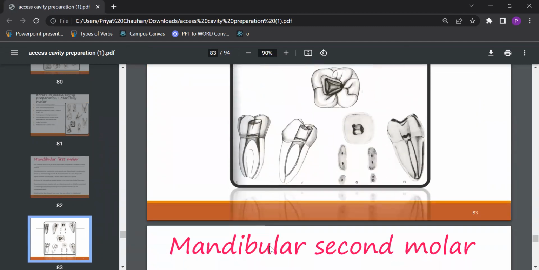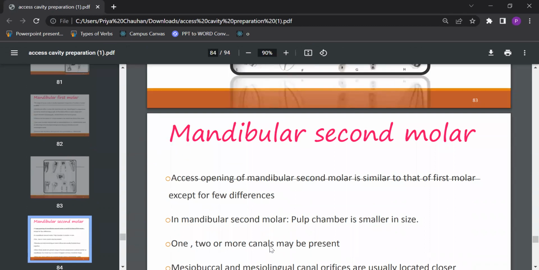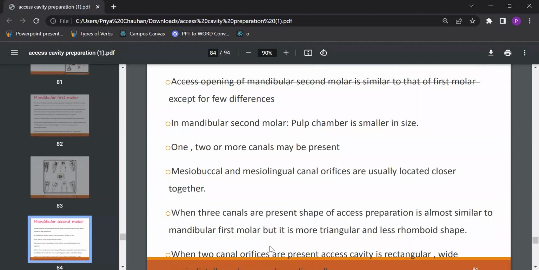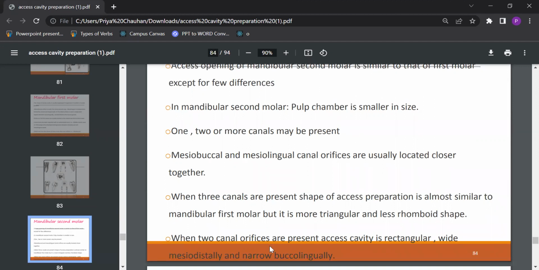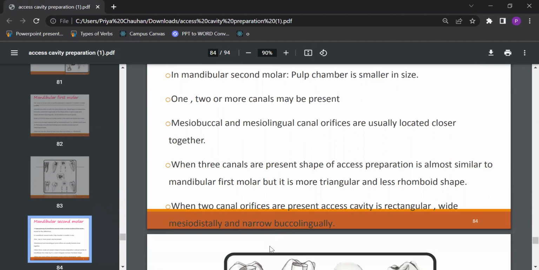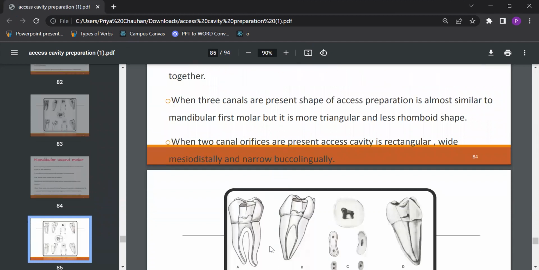Okay. So next is the mandibular second molar. Access opening in the mandibular second molar is similar to the first molar, except for a few differences. In the mandibular second molar, the pulp chamber is smaller in size. One, two, or more canals may be present. Mesiobuccal and mesiolingual canal orifices are located closer together. When three canals are present, the shape of the access preparation is almost similar to the mandibular first molar, but it is more triangular and less rhomboid. When two canal orifices are present, the access cavity is rectangular, wide mesiodistally and narrow buccolingually.